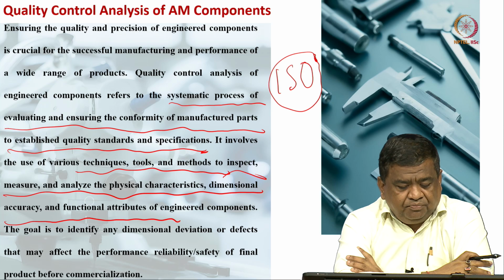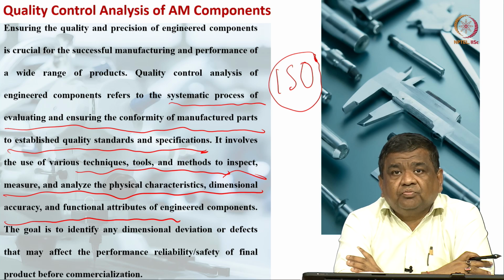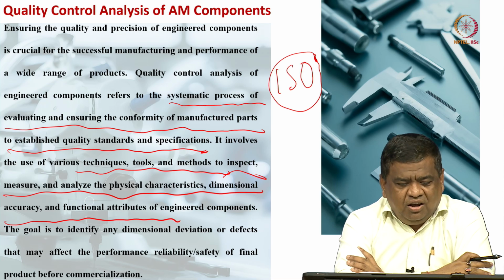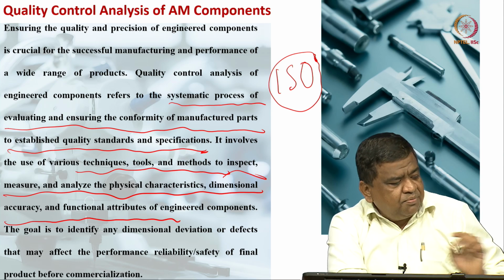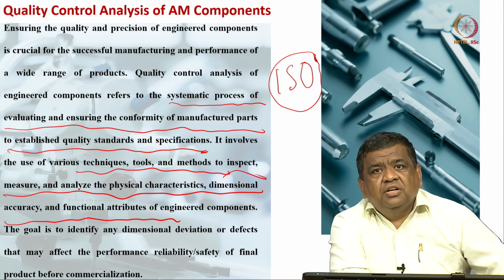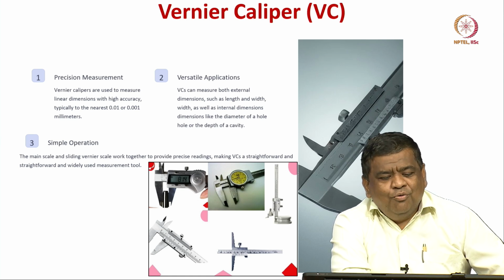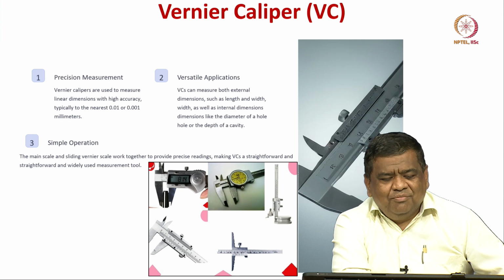These are very important. Any dimensional deviation or defect that may affect the performance, quality or reliability needs to be identified before the components are used in practice or in reality. So, this quality control is very important as far as the industrial scale application of these additively manufactured components is concerned. First, perhaps the simplest one, is the vernier calipers, which we have been using right from the high school or engineering days.